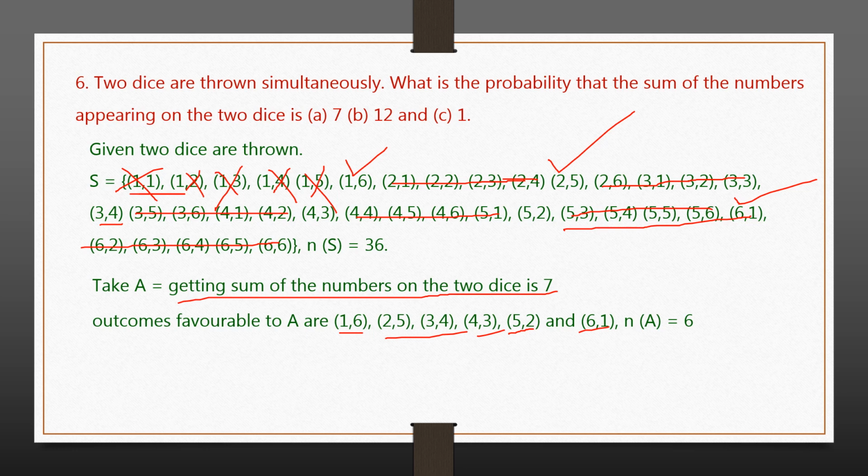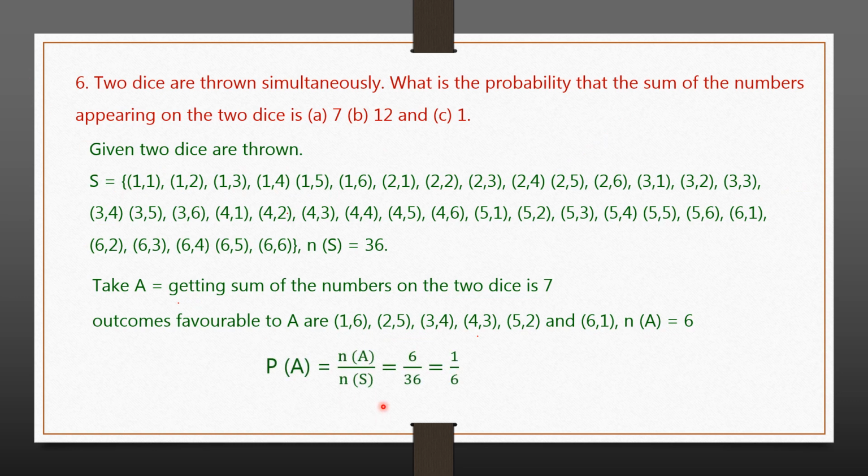Therefore, the outcomes favorable to A here I got are 1 6, 2 5, 3 4, 4 3, 5 2 and 6 1. These are the outcomes favorable to A. There are a total of 6 outcomes favorable to A. That's why n of A is equal to 6 I got. Therefore, P of A is equal to n of A by n of S, that is 6 by 36. We will get 1 by 6. In this way, we can find the probability of the respective event.